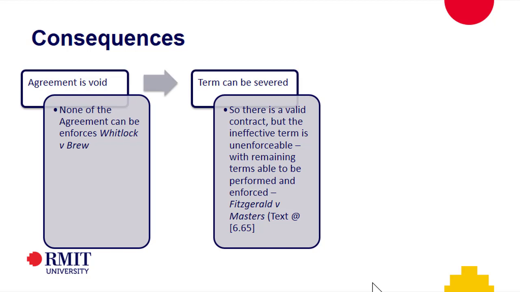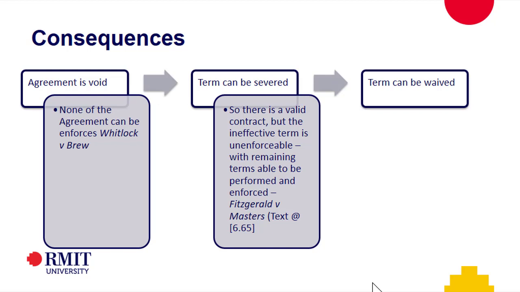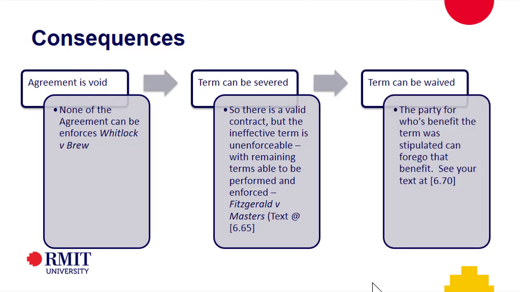So the test becomes, can the contract continue? And Fitzgerald and Masters, which is dealt with in your textbook, I'm not going to go through it here, looks at that as an example. And then the next one is, can the term be waived? So that's the unfettered discretion issue.